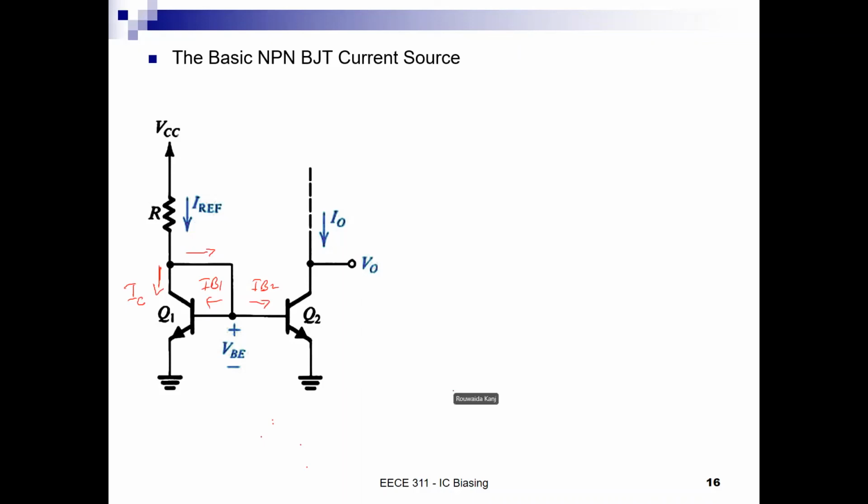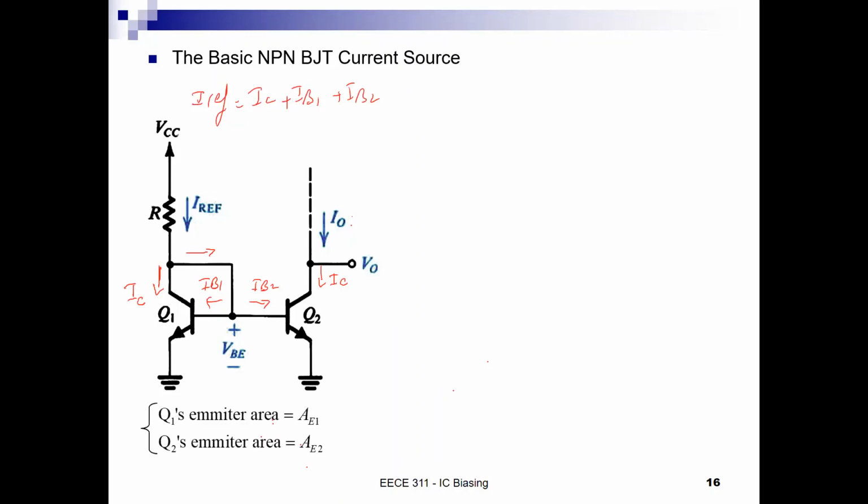The same here, this is IC that is flowing into the transistor, but here we have IO equal to IC because there is no other current going anywhere else. Therefore, I reference is really equal to IC plus IB1 plus IB2. Okay, so let us see what they are telling us. And initially we will say that the two transistors are not really similar.